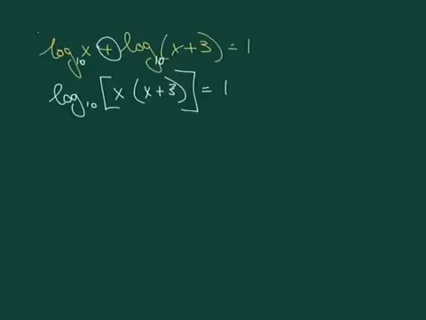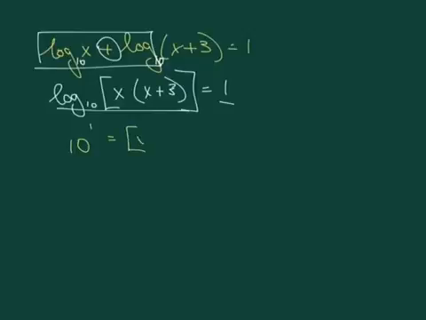Okay, so one of our key things is to bring our multiple logs together into one log. Okay, and let's see what we can do from here. Now remember what I said, if we have a log by itself on one side, or we have a log on one side and a number on another, we can write that in exponential form. And that's why I put the 10 there, so we can write 10 to the first equals x squared plus 3x. Okay, so 10 to the first power is 10, and that equals x squared plus 3x. And then I write it as x squared.